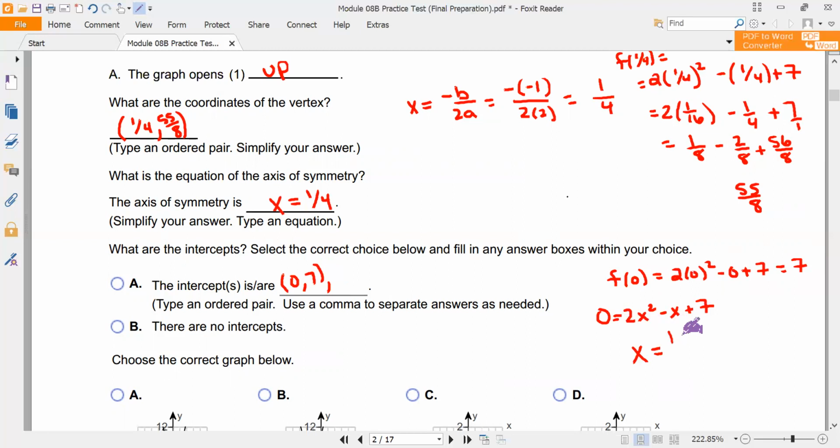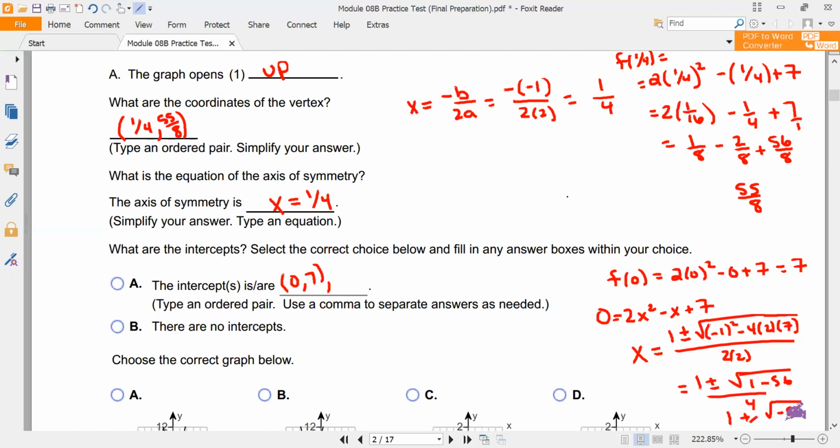So x equals negative b, so that'd be negative 1, plus or minus the square root of b squared minus 4ac, all over 2a. That is 1 plus or minus the square root of 1 minus 56, over 4. Now, this is not going to give us any intercepts because this is the square root of negative 55. That is imaginary. So you can't have imaginary numbers on a real axis. So this is the only one, so we could actually erase that comma. So there's just the y-intercept.